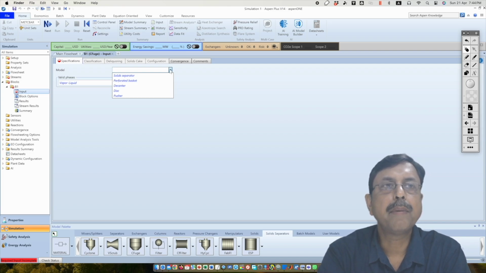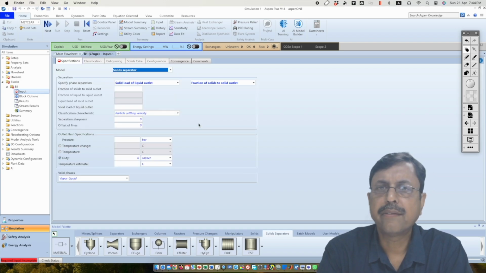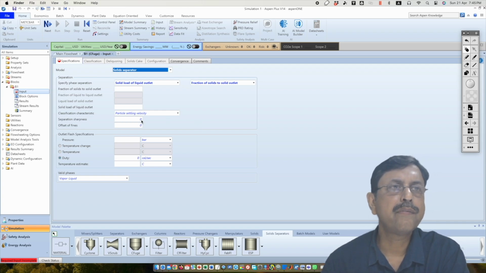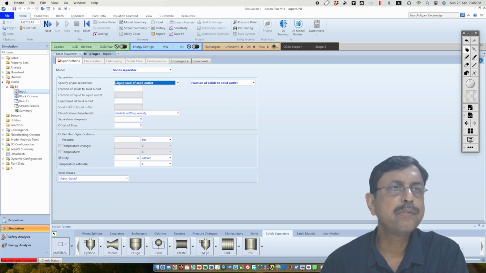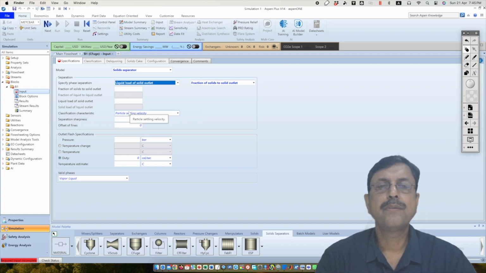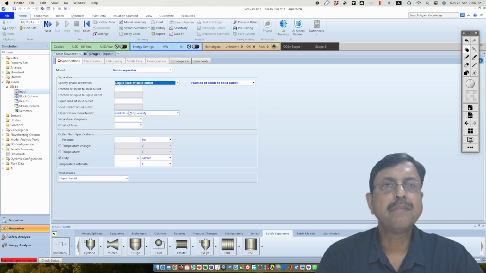One is solid separator. The solid separator you have already learned; there is nothing more to discuss about it. You have to specify the phase separation, fraction of solids to solid outlet, or fraction of liquid to liquid outlet, or liquid load of solid outlet, etc. Based on which one you use, that particular parameter will be open for you. Suppose you use this, then this will be off and this will be on. So you can use the centrifuge as a simple solid separator. You are not basically using the principle of centrifuge over here.